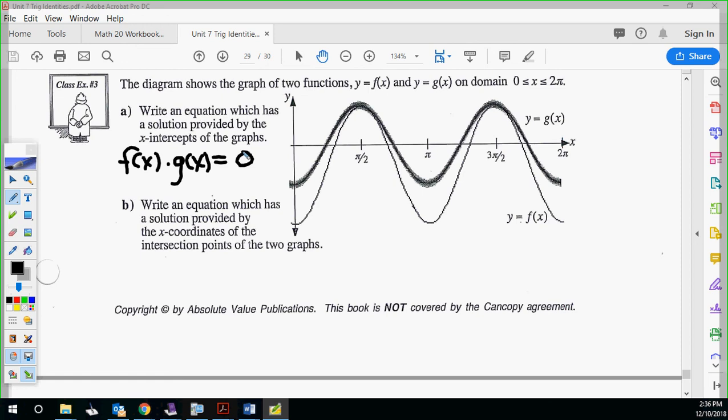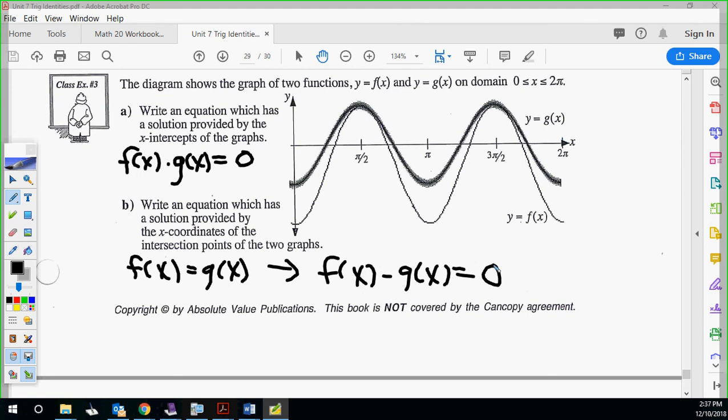Now the other way: write an equation, in terms of f of x and g of x, for their intersection points. Intersection points are points that they have in common, so we simply write it as equals. F of x equals g of x, that's the points they share. Or we can write that as f of x minus g of x.